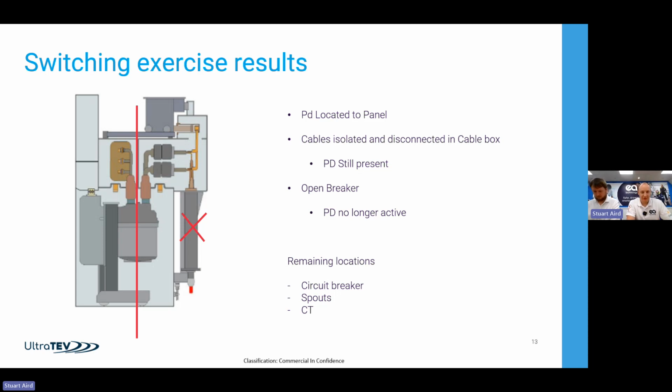As in this example here, I've just put a line through the middle of the circuit breaker. So we've opened that circuit breaker. The first step we did is we took the cable terminations off from the cable box, and we energized it, and it was still there. And then we opened the circuit breaker, and it went away. So in that case, we've come down to a couple of components really: the circuit side of the circuit breaker, and the CTs and the bushings, and obviously the fixed portion of your spouts here. So now we've narrowed it down to that area using the non-intrusive detection techniques.